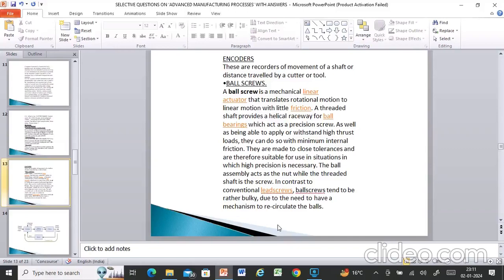the vehicle. Ball screws is one of the very important elements in CNC machine construction. A ball screw is a mechanical or linear actuator that translates rotational motion to linear motion with little friction. A threaded shaft provides the helical raceway for ball bearings, which act as a precision screw, as well as being able to apply or withstand high thrust loads. We can do so with minimum internal friction.